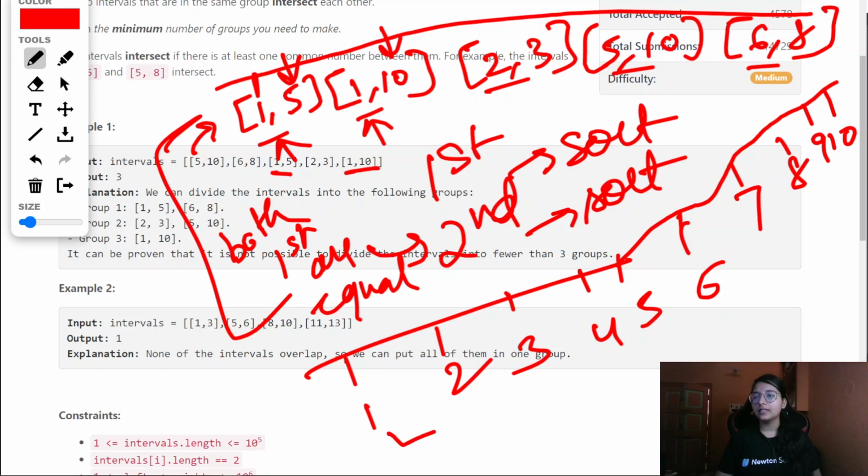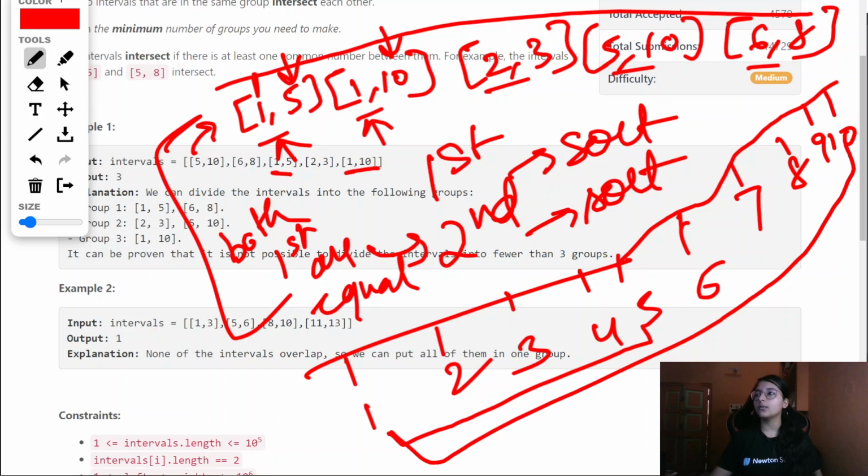If we start from 1, then one interval is 1 to 5 and the other interval that is there is 1 to 10. Now it becomes easy, right? There are two intervals which are starting from this one, and one is 1 to 5 and the other is 1 to 10. So that makes sense to group these elements separately. So from this point only we got two groups. So this is the thing. That's why we are sorting.